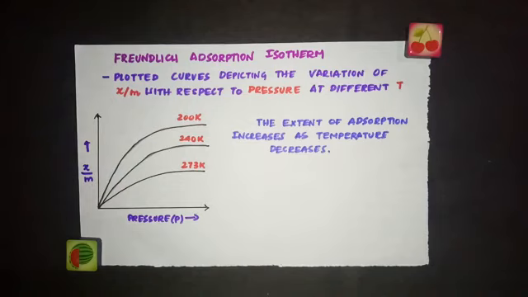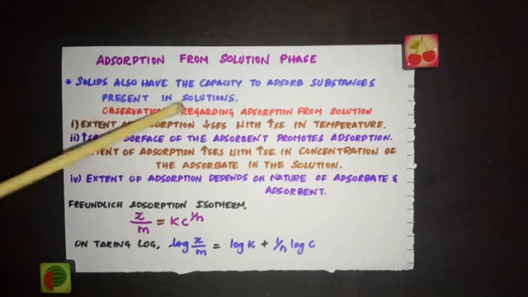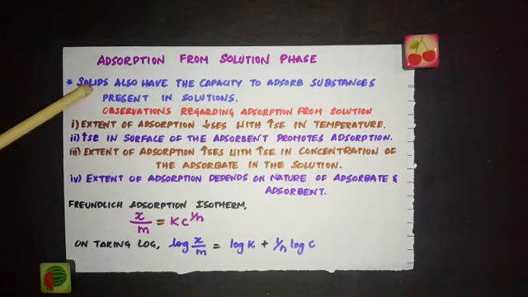So far, while we were talking about the Freundlich adsorption isotherm, we were talking about adsorption of gas on solid. Apart from adsorption of gases, solids also have the capacity to adsorb substances present in solutions. Now let's see about that. So as I told you, solids also have capacity to adsorb substances present in solutions. In the previous graph, we have seen solids adsorbing gases.